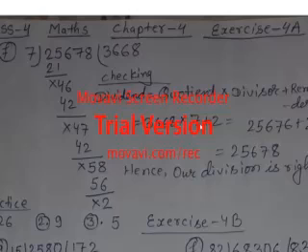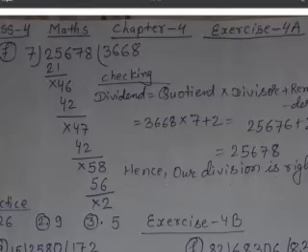Now while multiplying, let's see what will happen. 8 7s are 56, carry 5. 7 6s are 42 and 5 is 47, carry 4. 7 6s are 42 and 4 is 46, carry 4. 7 3s are 21 and 4 is 25. So this becomes 25,676 plus 2. So 6 plus 2 will become 8, and then the 7, 6, 5, 5 and 2 will come, that means it will become 25,678, which is equal to the dividend. So we can say that hence our division is right. That means the division which we had done is right.